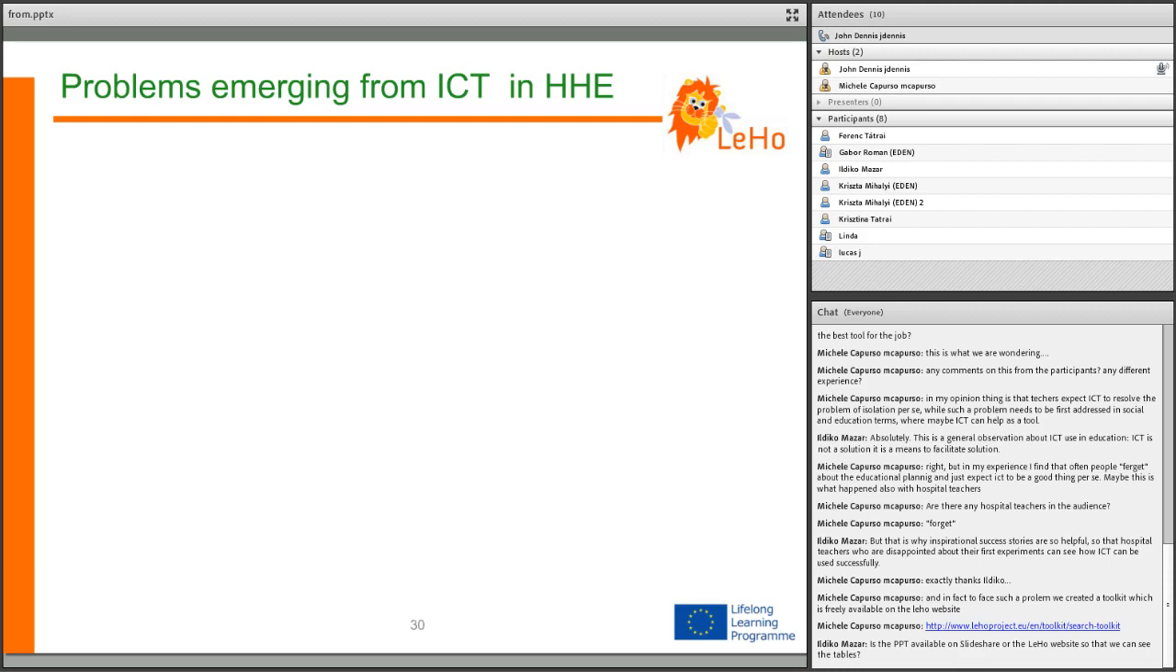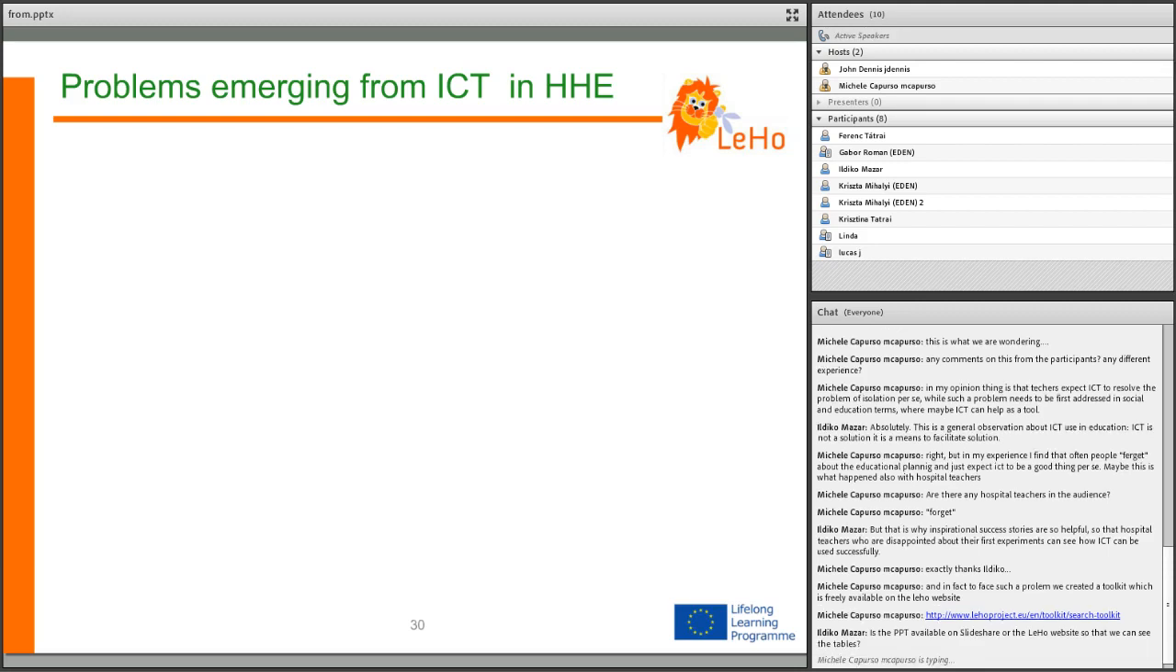Isolation factors mentioned during the first round of focus groups were also mentioned during the second round. So the repetition of these isolation factors helps underscore the fact that ICT, at least in its current form, is not able to resolve the fundamental issue of isolation that happens with children with a medical condition.